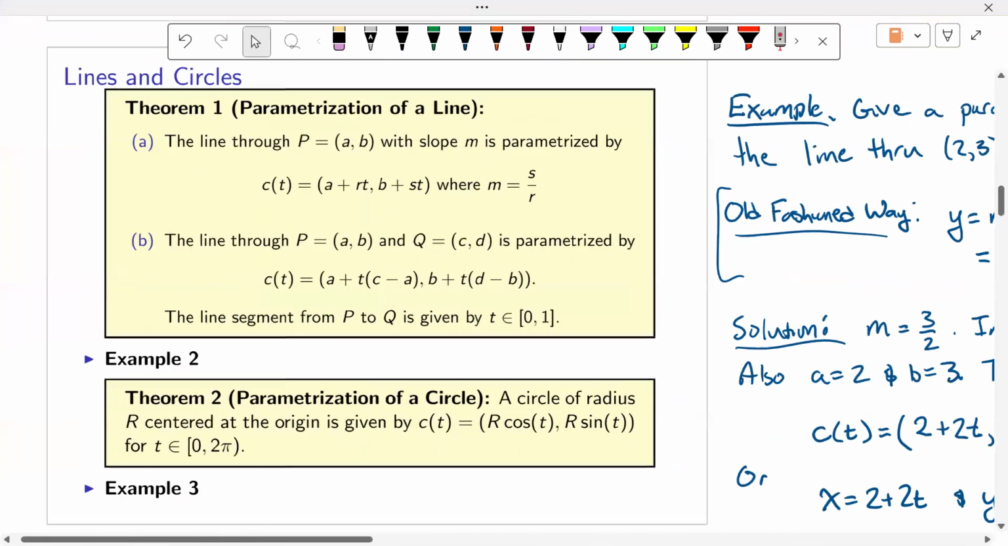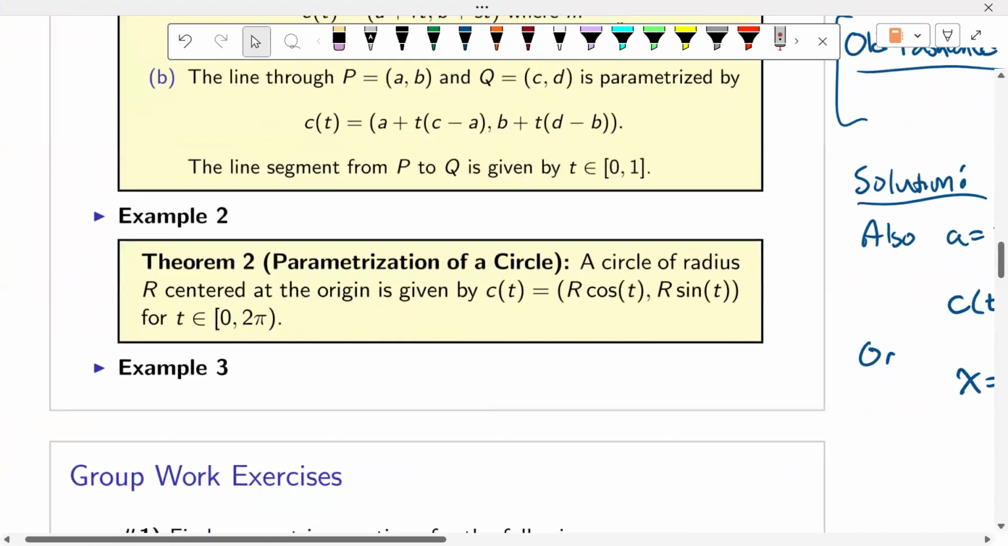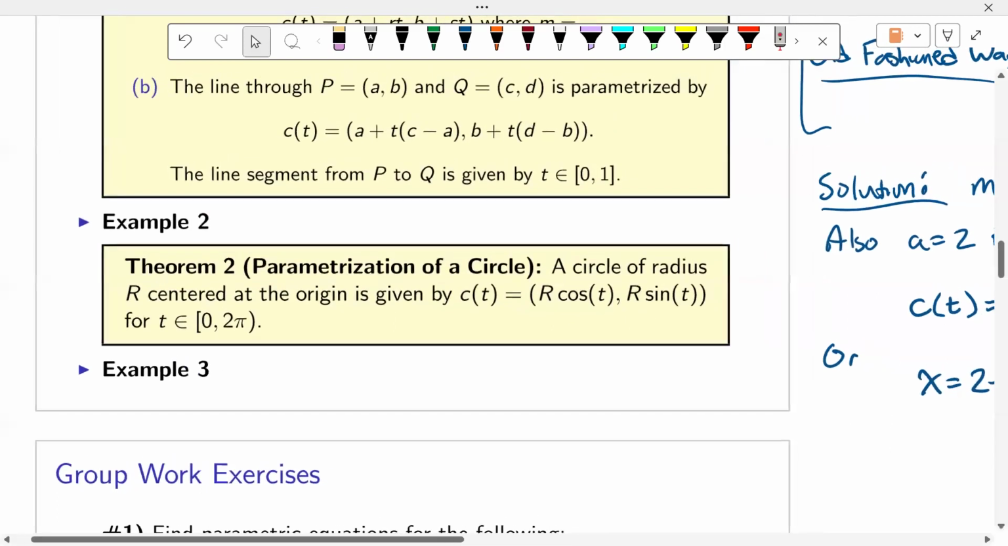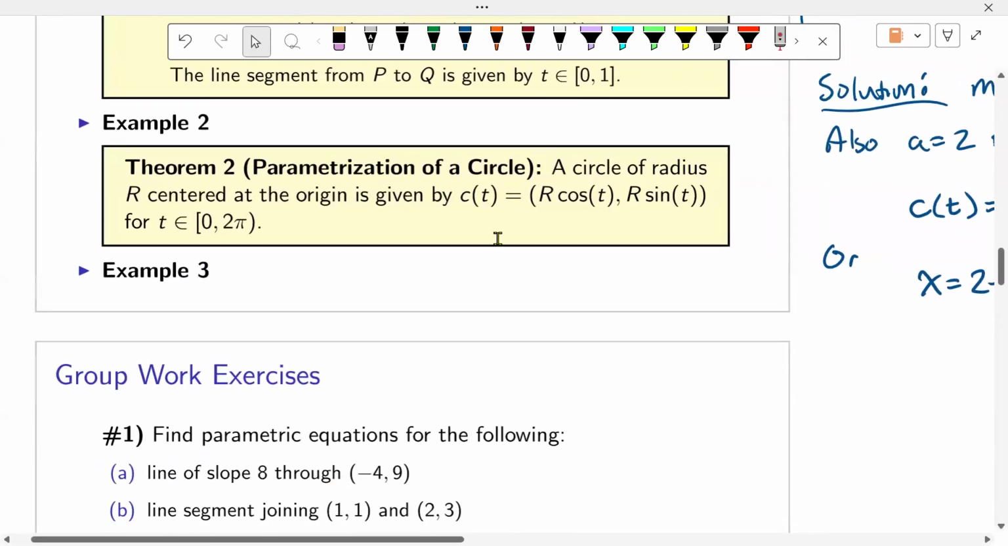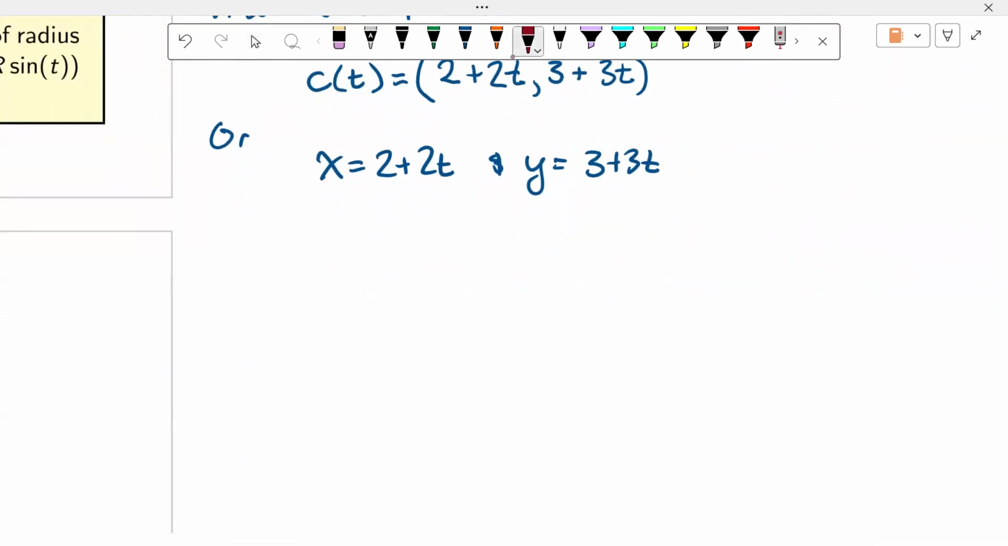And one final one is circles. Let's suppose you want a circle of radius r centered at the origin. That's got to be right at the origin, right there. Okay, how do you do that? Well, it's just r cosine t, r sine t, with t between 0 and 2 pi. So we'll do one more example.